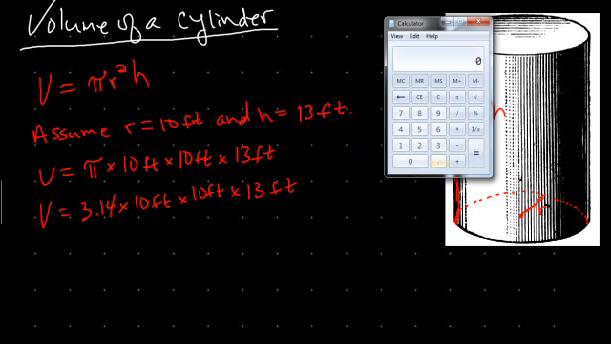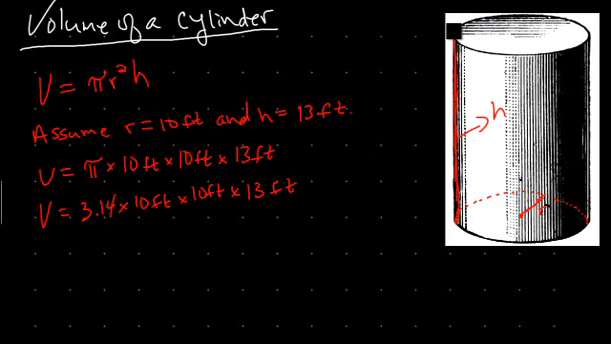So let's see, let me clear everything. 3.14 times 10 times 10 times 13. Now, I like this calculator, but you see that it leaves in there what you did. So 3.14 times 10 times 10 times 13. Good. 4082.